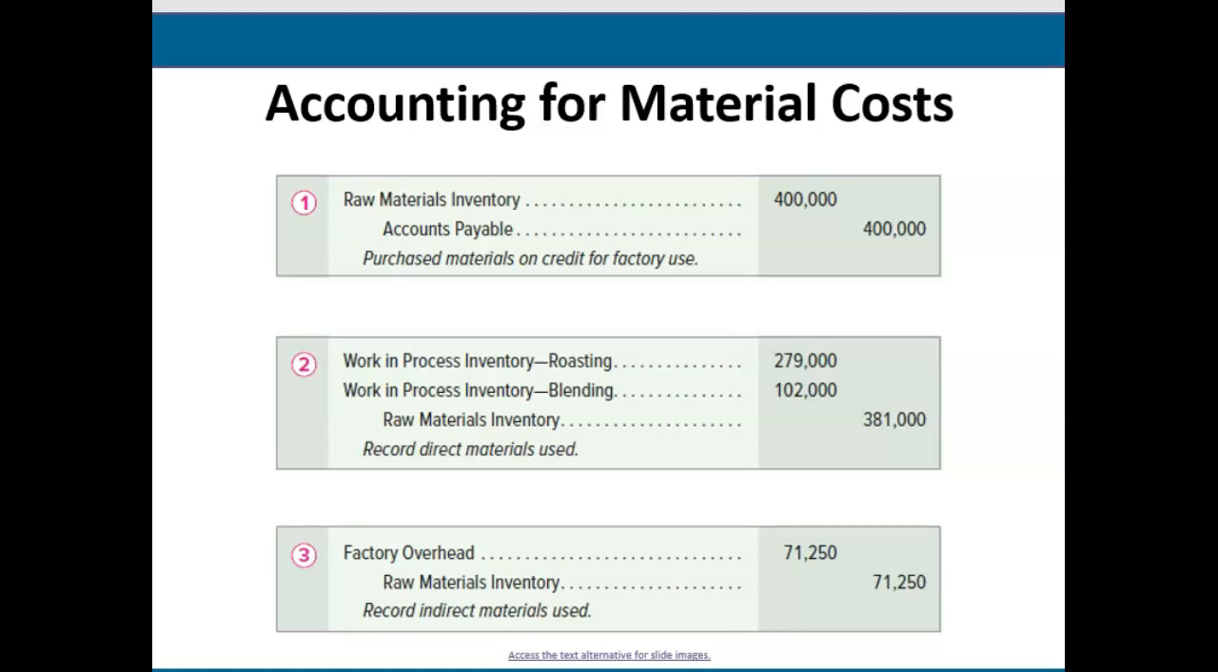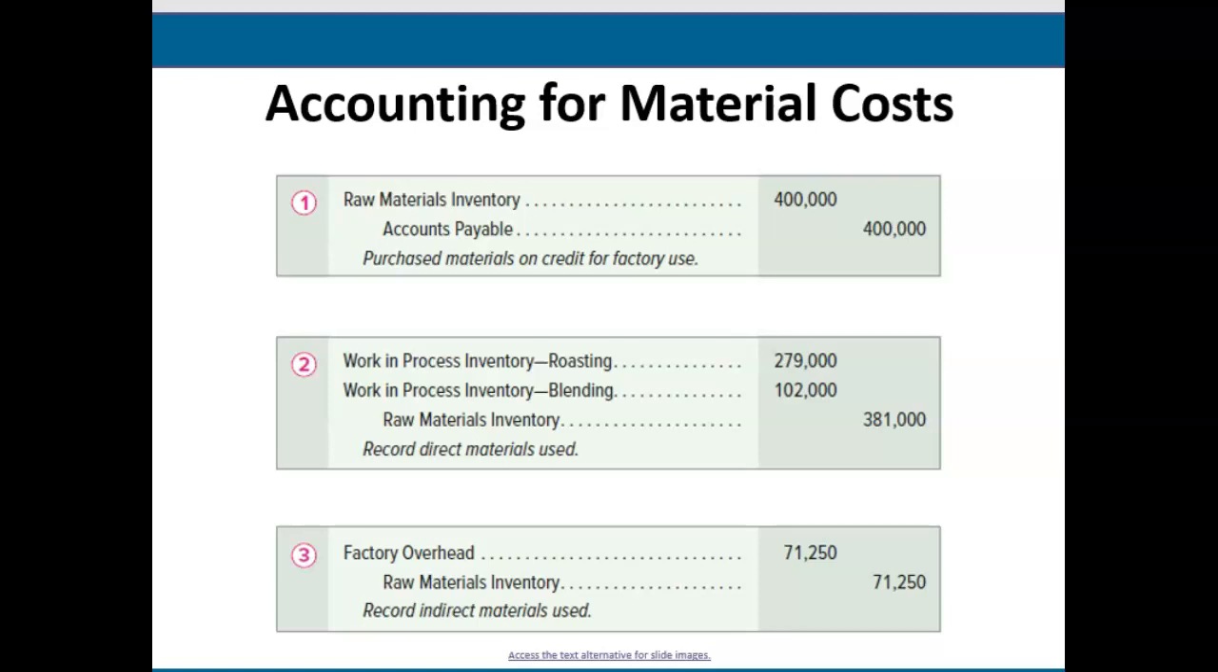Arrow line 2 shows the flow of direct materials to production in the roasting and blending departments. The manager of a process usually obtains materials by submitting a materials requisition to the materials storeroom manager. The entry to record the use of direct materials follows. These direct materials costs flow into each department's separate WIP, or work in process, inventory account.